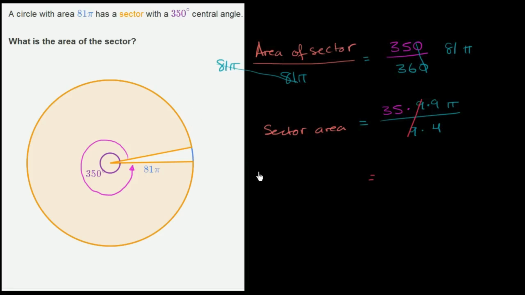So let's think about what 35 times 9 is. 35 times 9 is going to be 350 minus 35, which would be 315. I guess, did I do that right? Yeah, it's going to be 270 plus 45, which is 315. So 315 pi over 4 is the area of the sector.